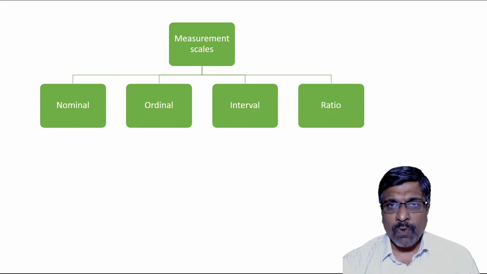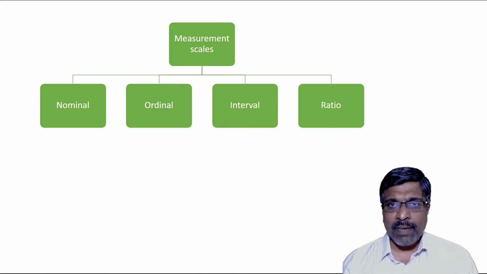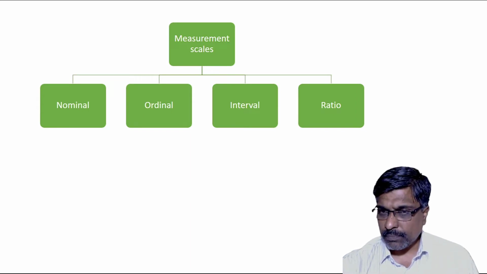Now, what are the different measurement scales? There are 4 different types of measurement scales which are very important. The first one is called the nominal scale. Then we have the ordinal scale, the interval scale, and the ratio scale. We shall see one by one what these scales are and how we are going to use them.